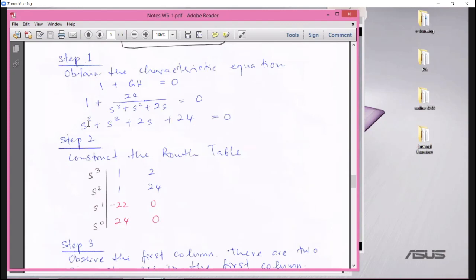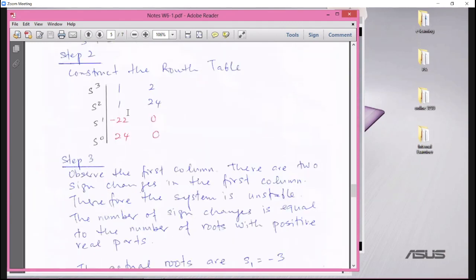So this is a third order polynomial. So you're going to start at s to the power of 3. The first row, you fill in with the coefficients 1 and 2. And the second row, you start at the second coefficient, and then you jump 1, and you get 1, 24. So 1, 2, and 1, 24. And then you can now compute the rest of the elements in the table. And then to see whether the system is stable or not, you look at the first column. You start with 1, 1, negative 22, positive 24.